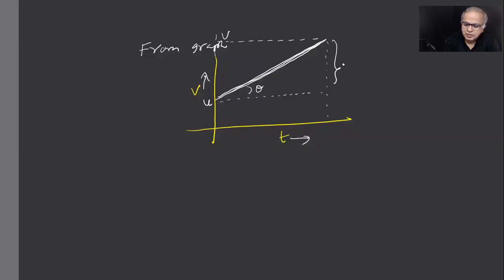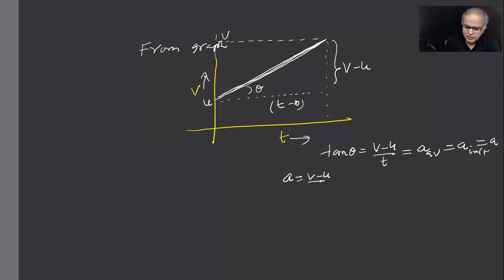this will be how much, children? Delta y, isn't it? y2 minus y1. This is how much? T minus 0. So tan theta equals v minus u by t equals acceleration a. This is average acceleration actually, but in this case it is also instantaneous, which we simply call a. This part was done for all of you. Delta y by delta x. So here a equals v minus u by t, at equals v minus u, and therefore v equals u plus at.